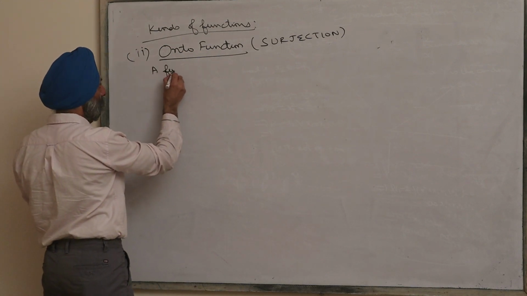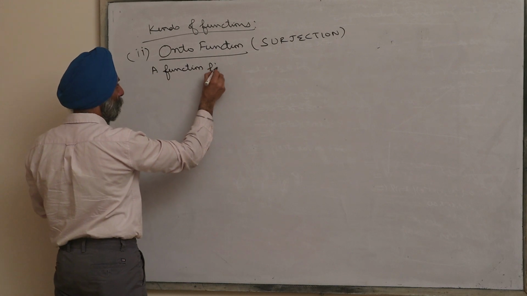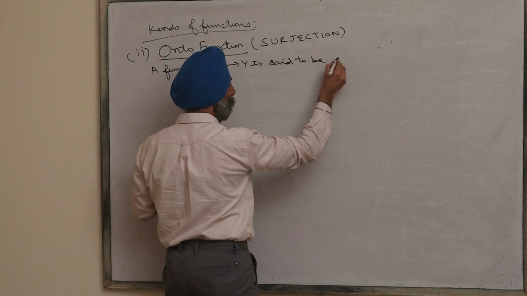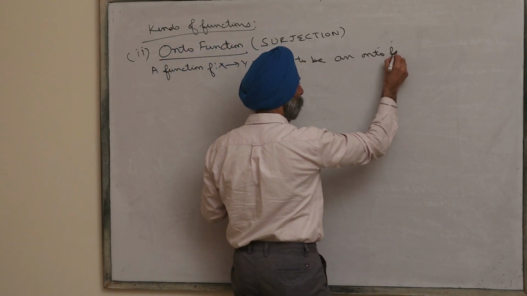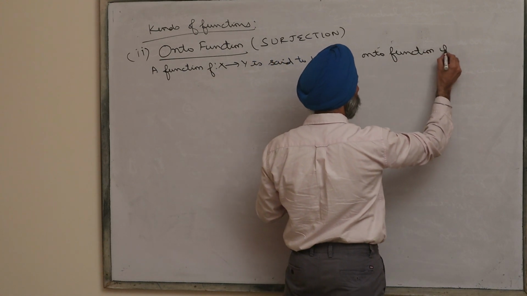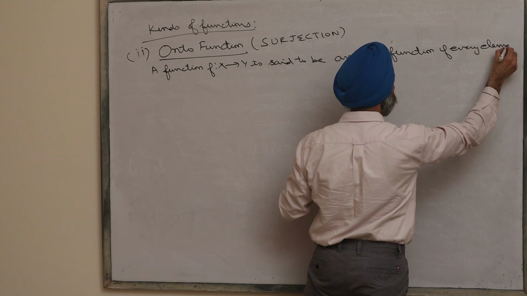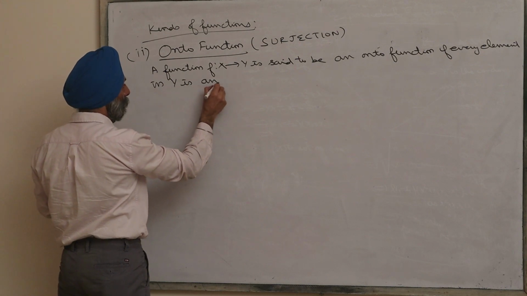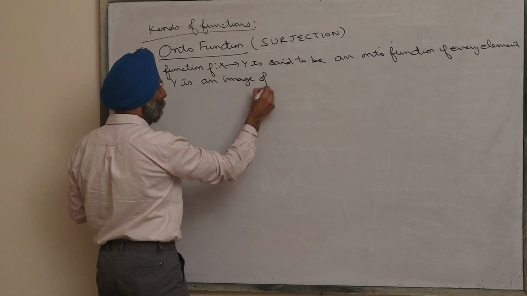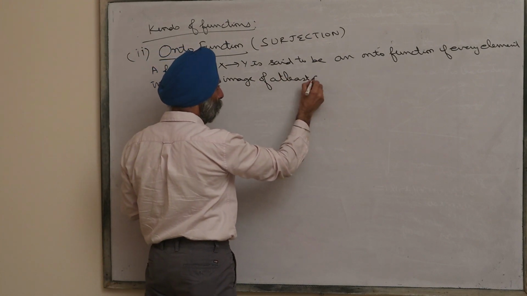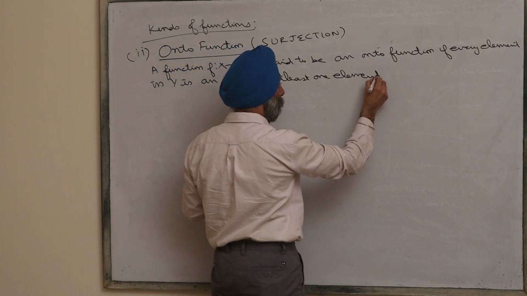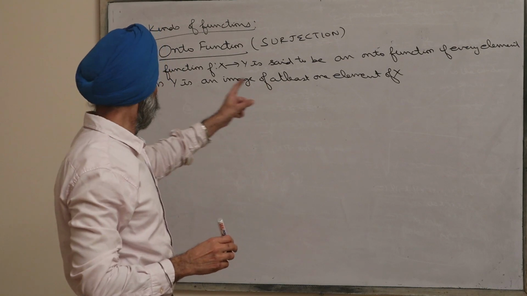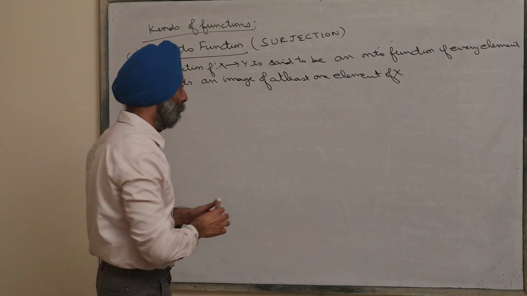A function f defined from X to Y is said to be an onto function if every element in Y is an image of at least one element of X. Every element in Y is an image of at least one element of X.